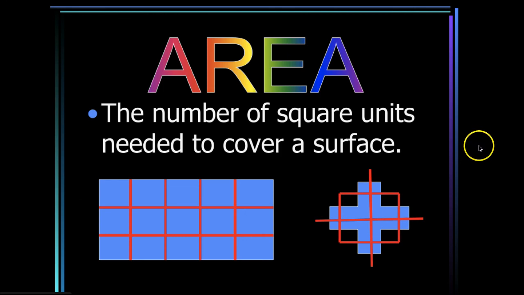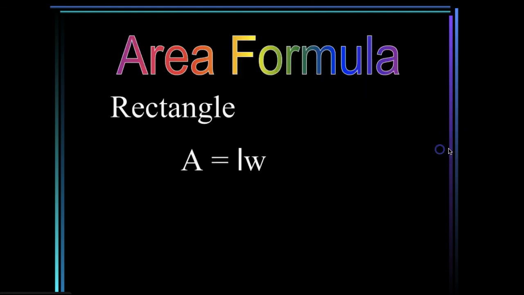Area. Area is the number of square units needed to cover a surface. Again, get this written down. There are 5 squares by 3, so this is going to be 15 square units, but we're going to get into that in a couple of minutes. The formula for area for a rectangle or a square is length times width.